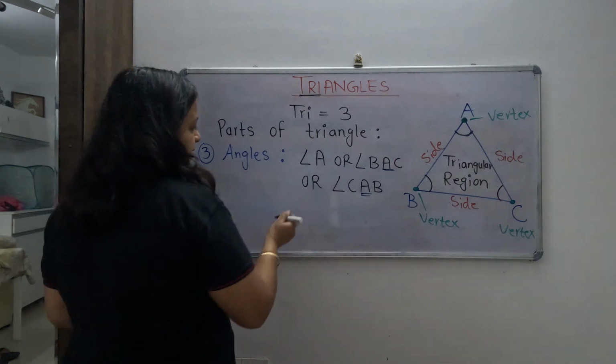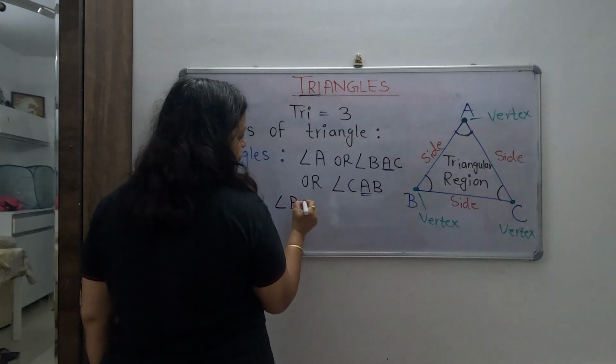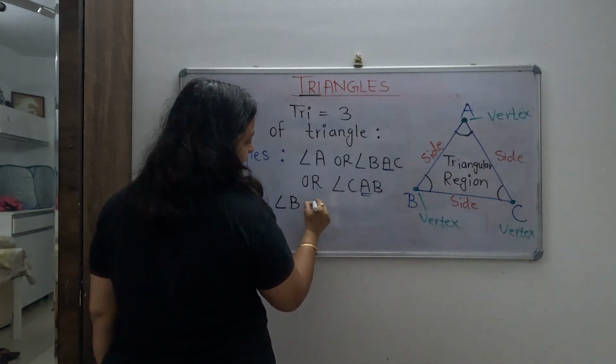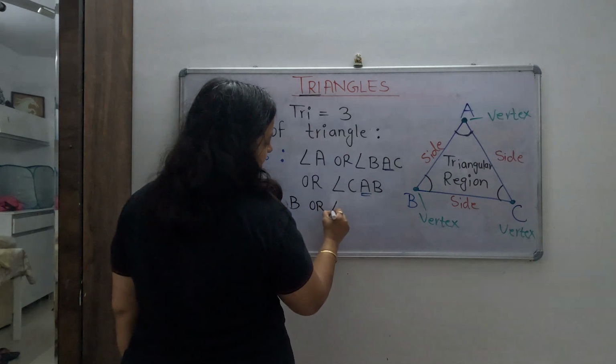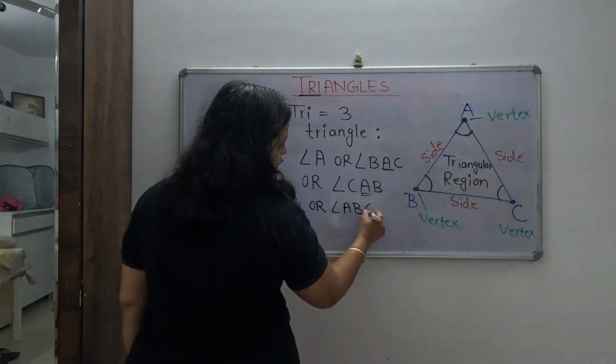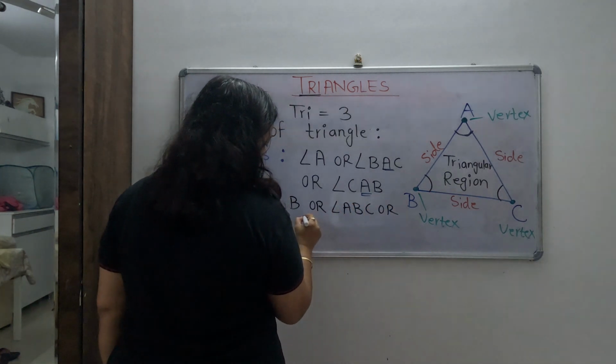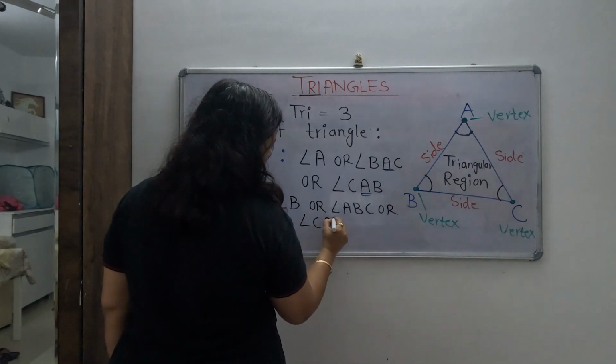That means we are talking about angle A. Now the second is angle B. How can you write angle B? You can write it angle B, or angle ABC, or angle CBA.